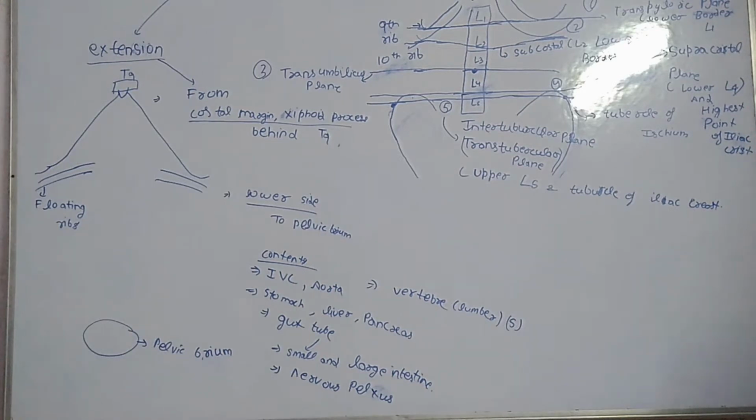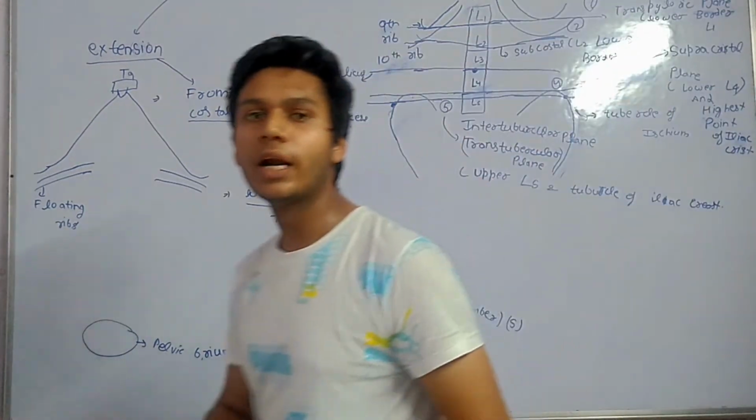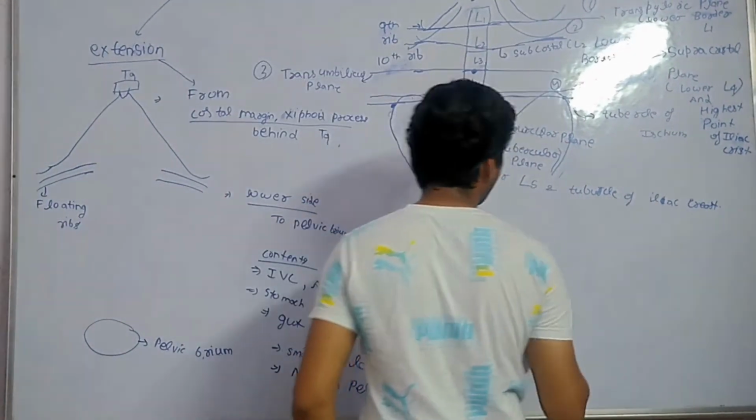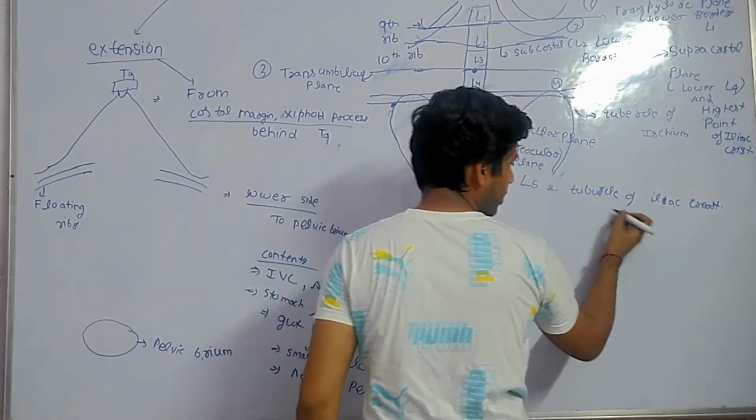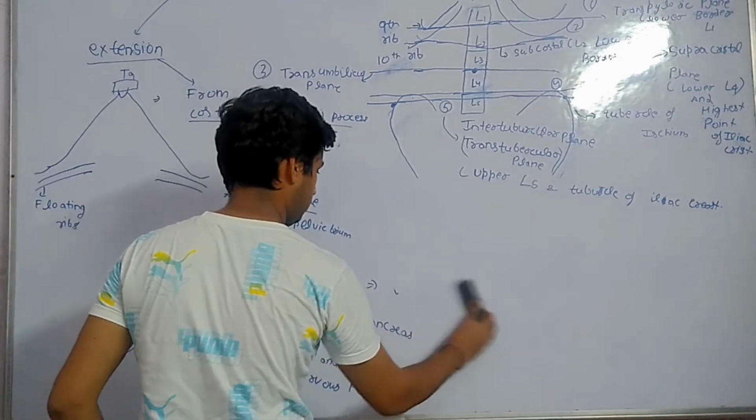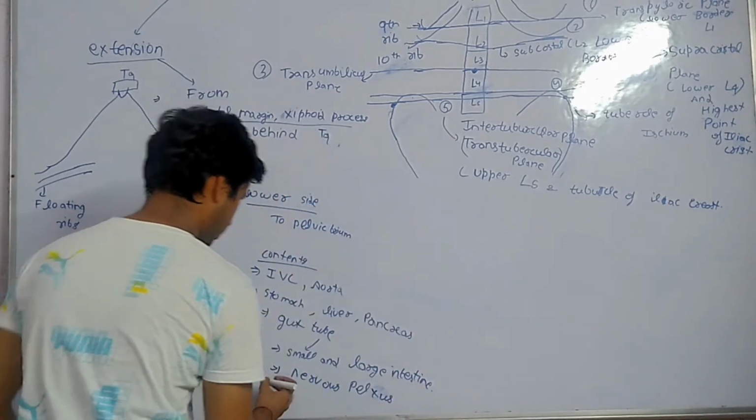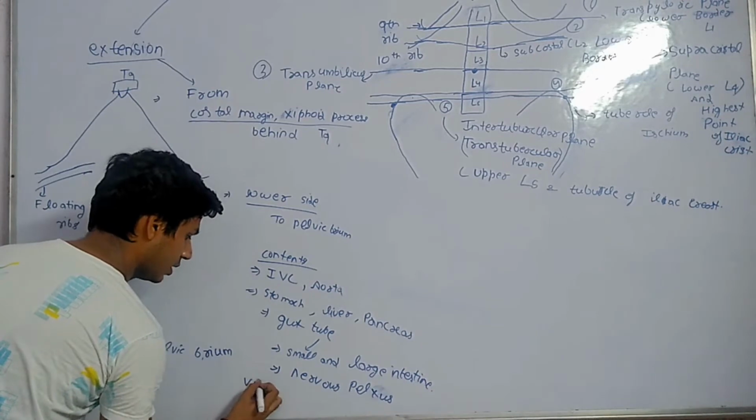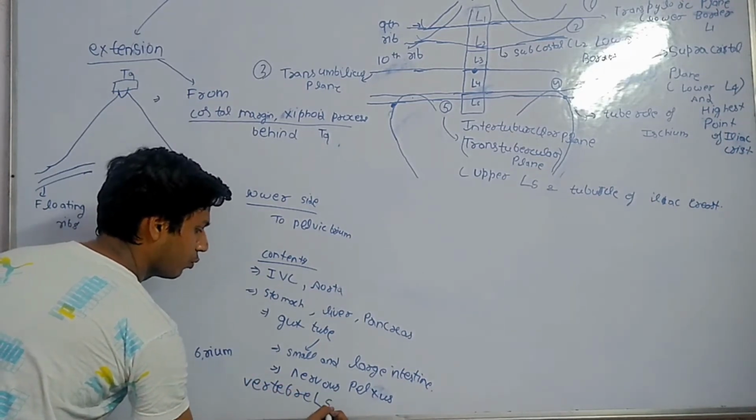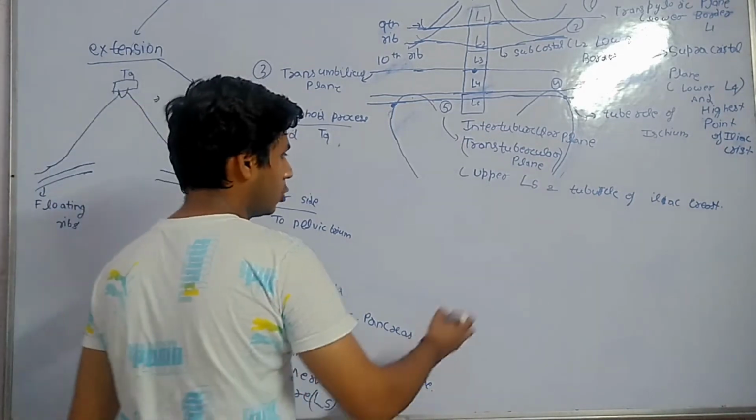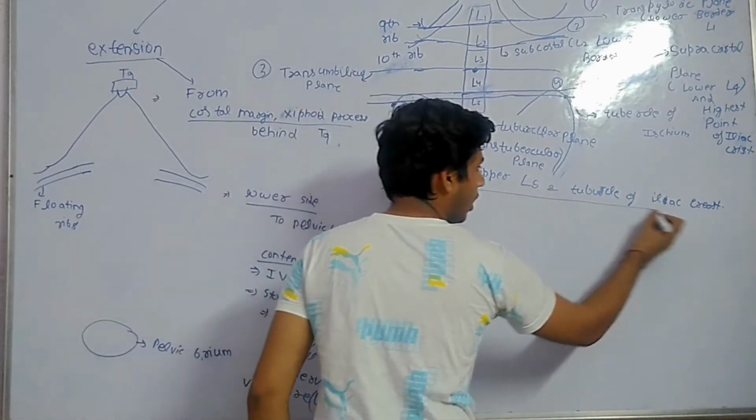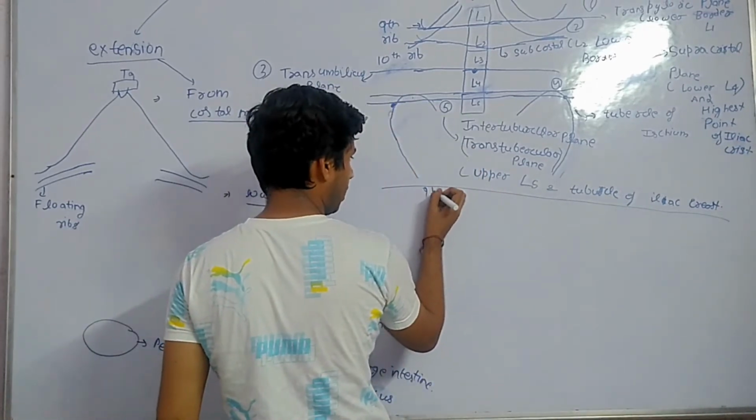Again, now come to the quadrants of the abdomen. There are 2 methods of division. There are 5 lumbar vertebrae. Then, for the 2 methods of division, the first method is the 9 quadrant division.